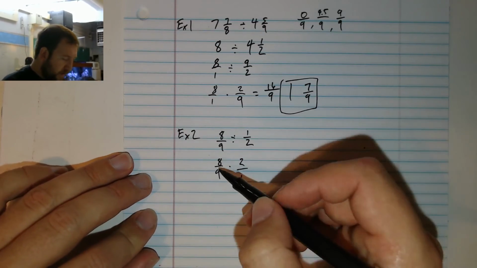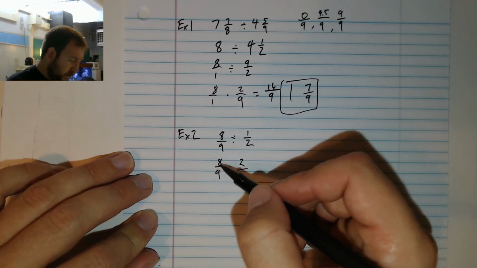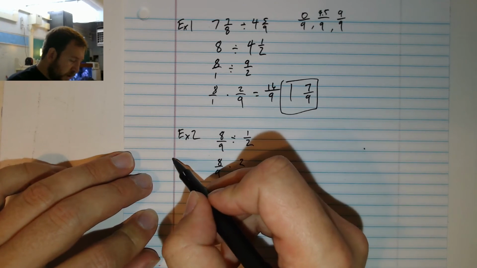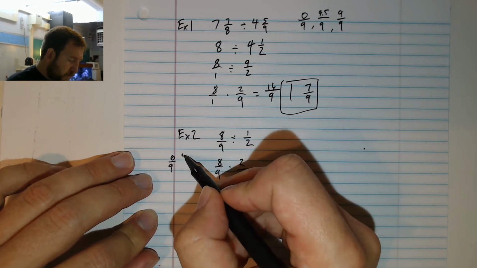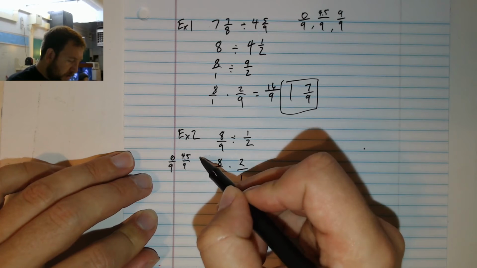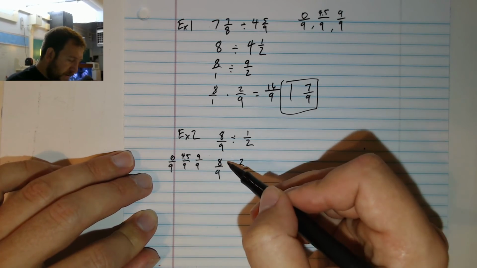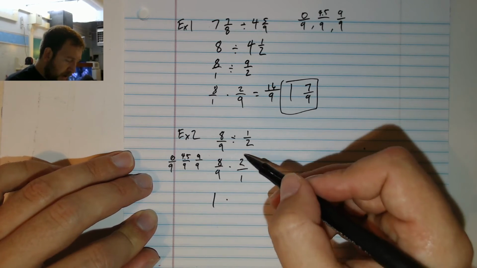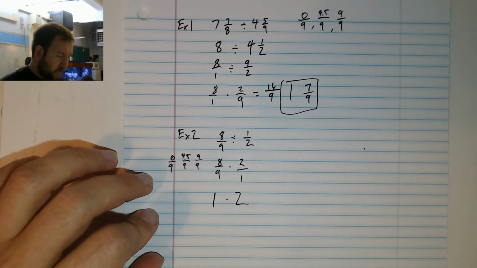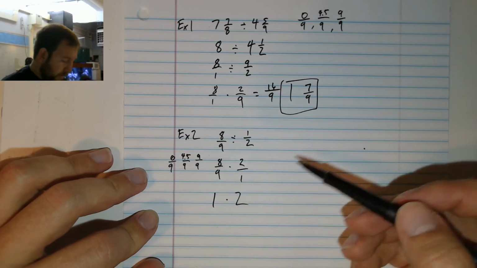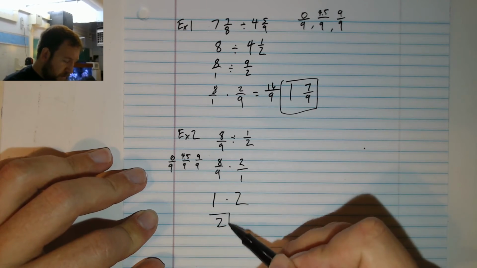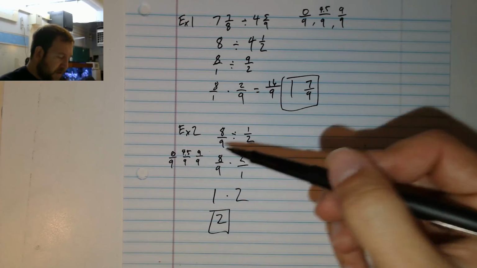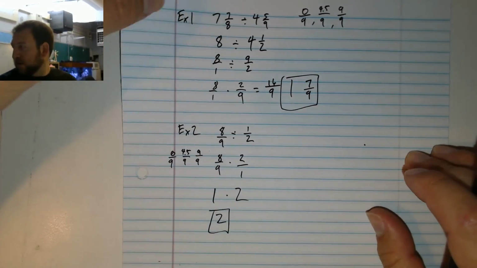I'm going to approximate the values. 8 ninths, well, if I take my common benchmark fractions, 0 ninths, 4.5 ninths, and 9 ninths, I can definitely see that 8 is closest to 9, so that turns into a 1. So I can write 1 times, this just turns into a 2. Well, this is super easy, so I can just write my answer as 2. Notice how much easier it is when we just have fractions.